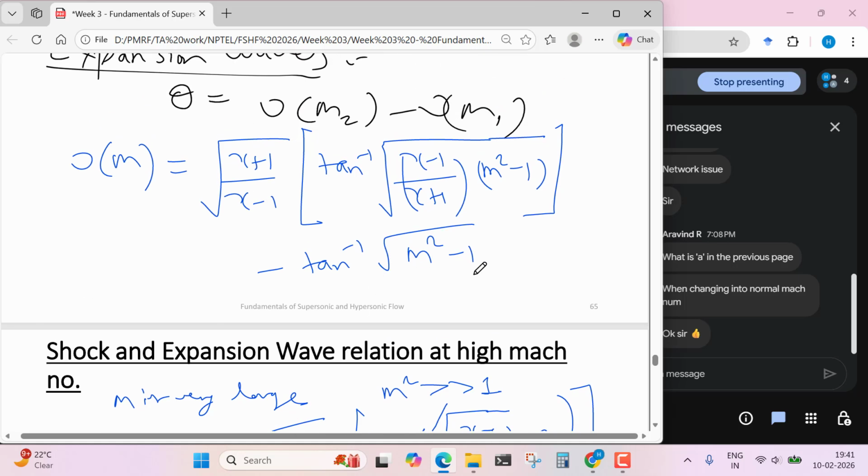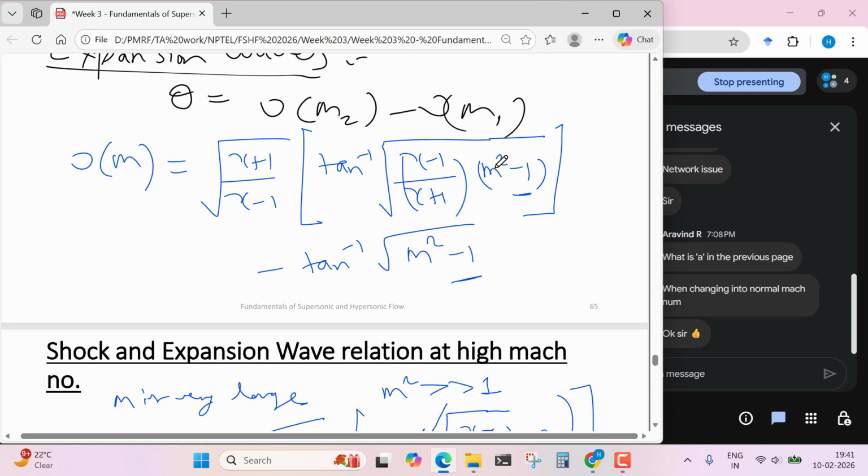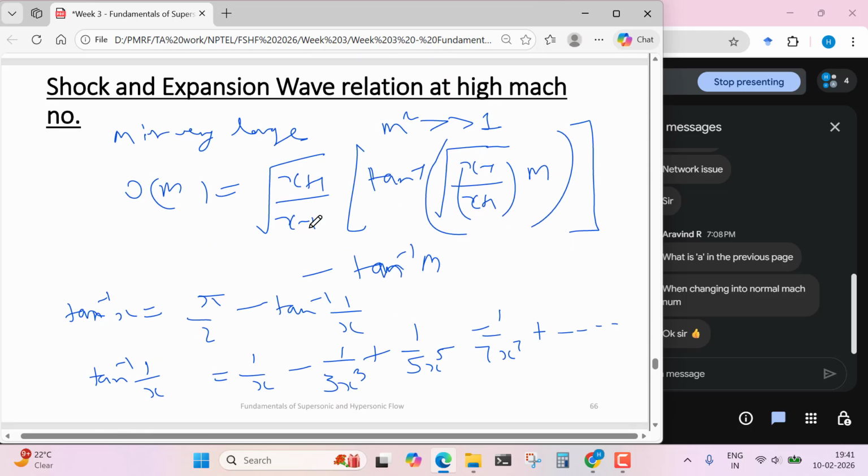If Mach number is very high, then we can ignore both of these 1s. Here tan inverse under root m square will become tan inverse m, and here also this m we can take out from inside the under root. Now from the expansion of tan inverse x, tan inverse x can be written as pi by 2 minus tan inverse 1 upon x. And the expansion of tan inverse 1 upon x is given by 1 upon x minus 1 upon 3 x cube plus 1 upon 5 x to the power 5 and so on.